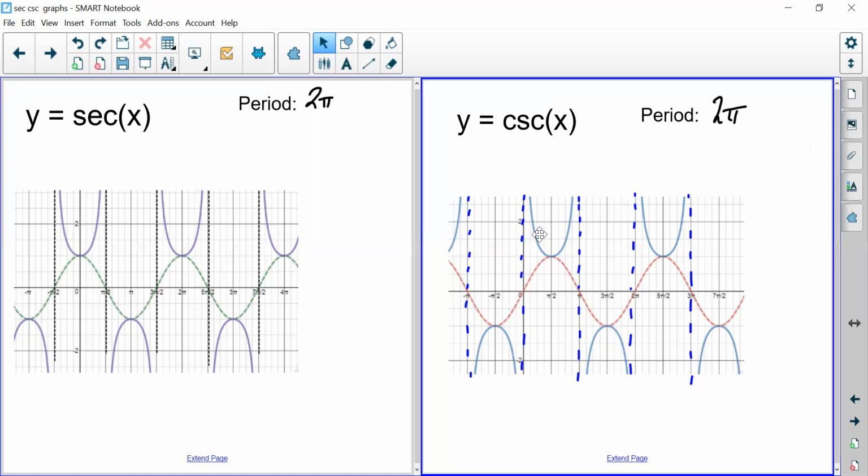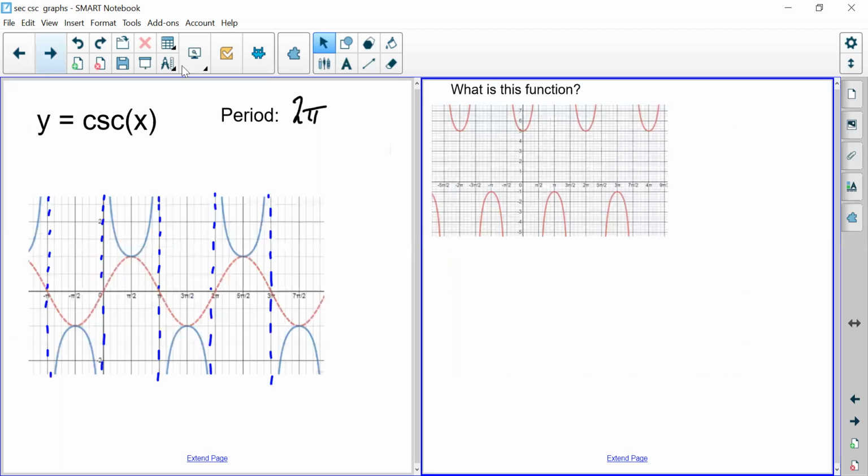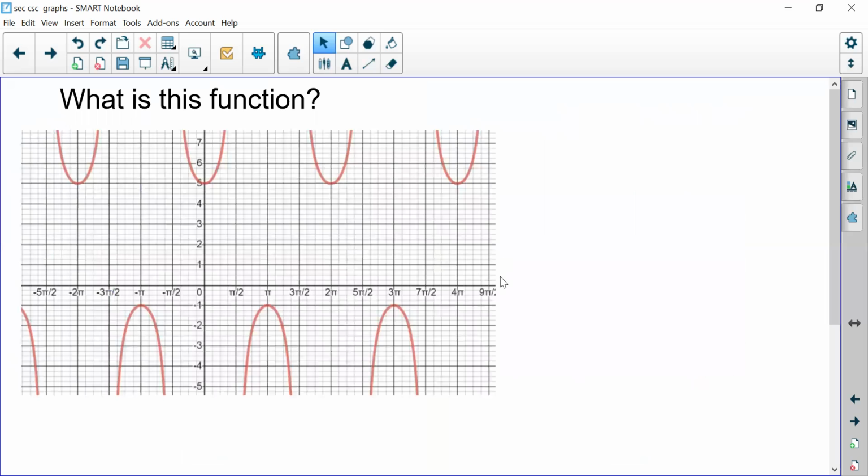And notice that cosecant and secant, they both look the same. It's just one is shifted over from the other. Same thing as sine and cosine. They look the same, just one is shifted over a little bit. All right, 3 quick pages, and then we're done.